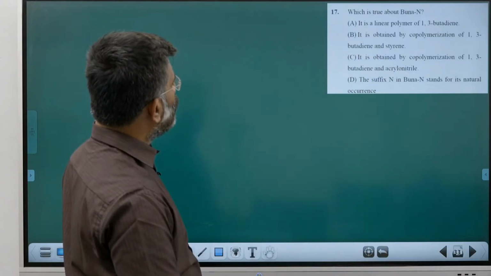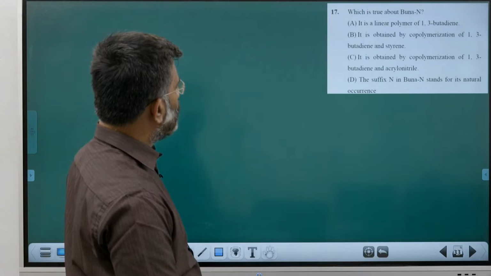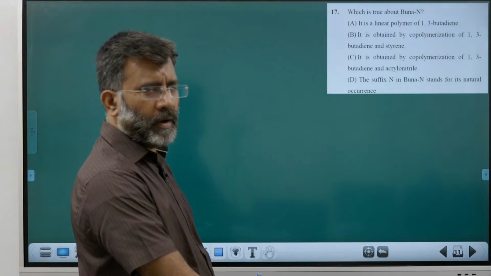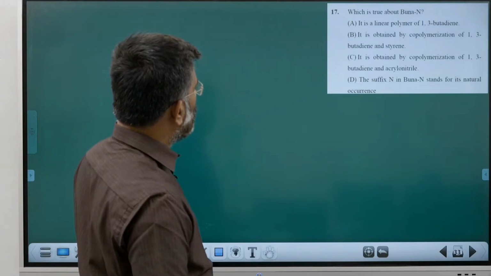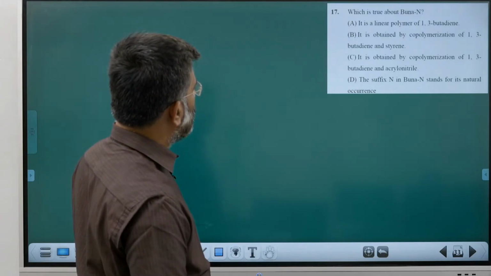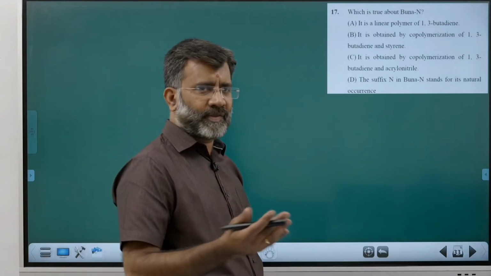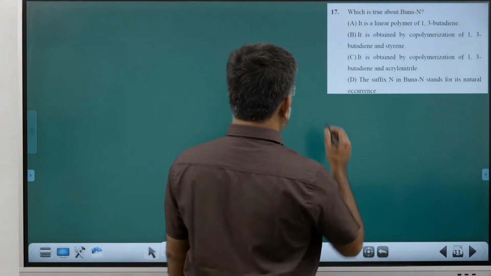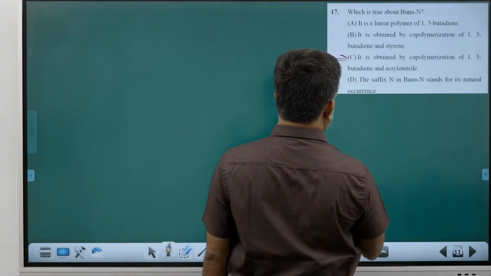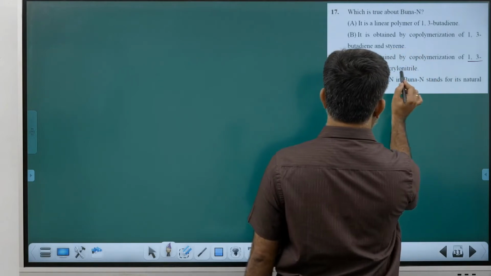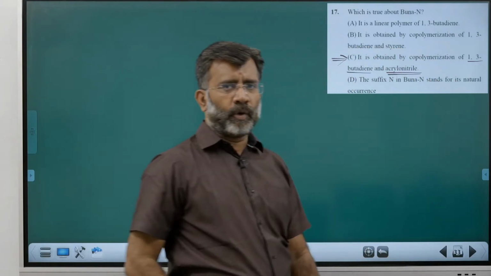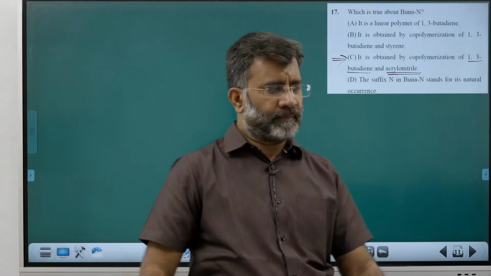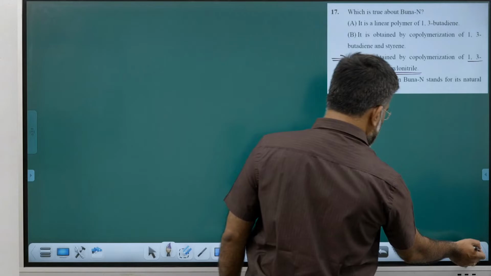What is true about buna-N? Buna-N, a linear polymer of 1,3-butadiene, wrong. Obtained by copolymerization of 1,3-butadiene and styrene, that is buna-S, not buna-N. It is obtained by the polymerization of 1,3-butadiene and acrylonitrile, that is vinyl cyanide. We get buna-N. Right. Next one. C is the answer.